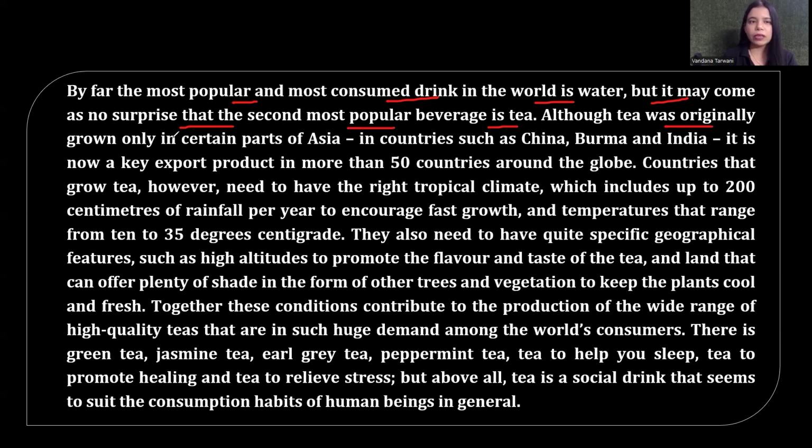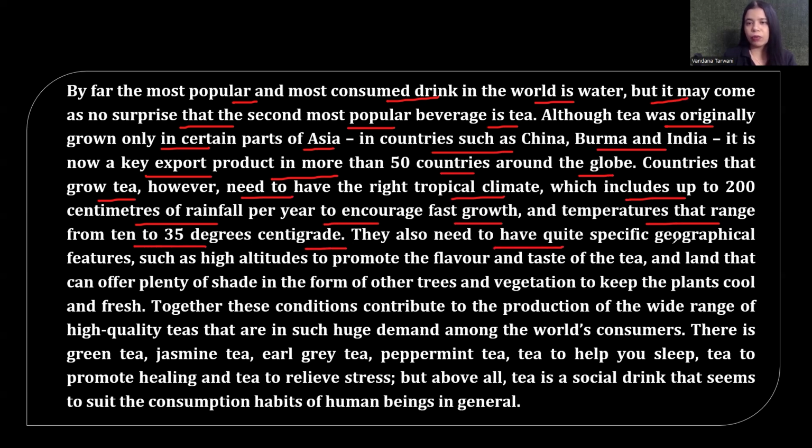Although tea was originally grown only in certain parts of Asia, in countries such as China, Burma, and India, it is now a key export product in more than 50 countries around the globe. Countries that grow tea, however, need to have the right tropical climate, which includes up to 200 centimeters of rainfall per year to encourage fast growth, and temperatures that range from 10 to 35 degrees centigrade.